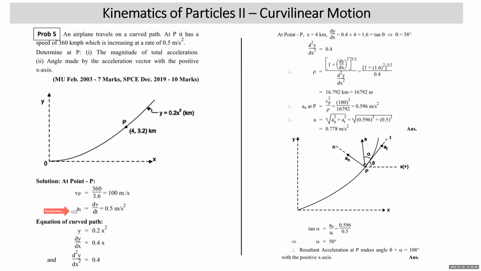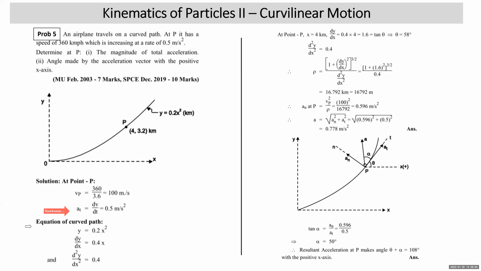Tangential acceleration. What is tangential acceleration? dv by dt. That is rate of change of velocity, or the rate at which velocity is increasing. So it is directly given to us, 0.5 meter per second square.